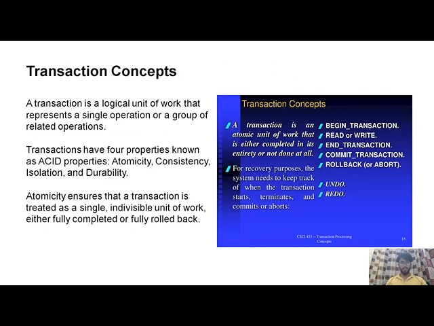Transaction concepts. A transaction is a logical unit of work that represents a single operation or a group of related operations. Transactions have four properties known as ACID properties, that is, atomicity, consistency, isolation, and durability. Atomicity ensures that a transaction is treated as a single, indivisible unit of work, either fully completed or fully rolled back.